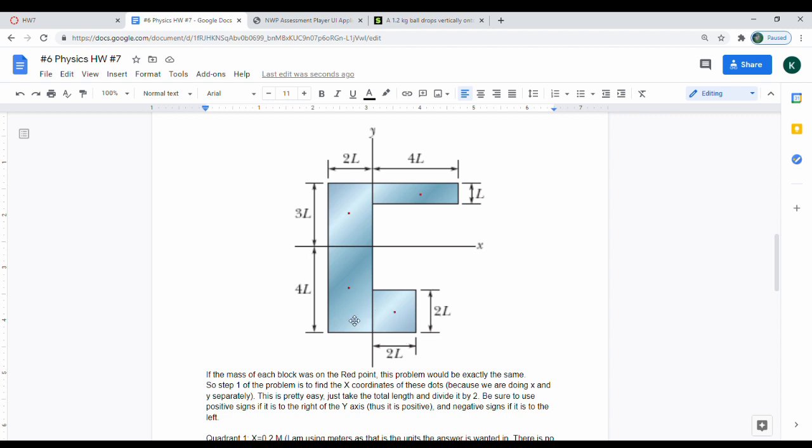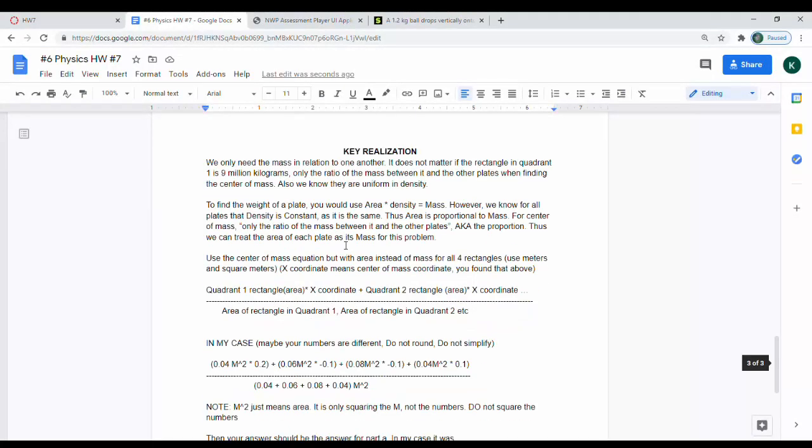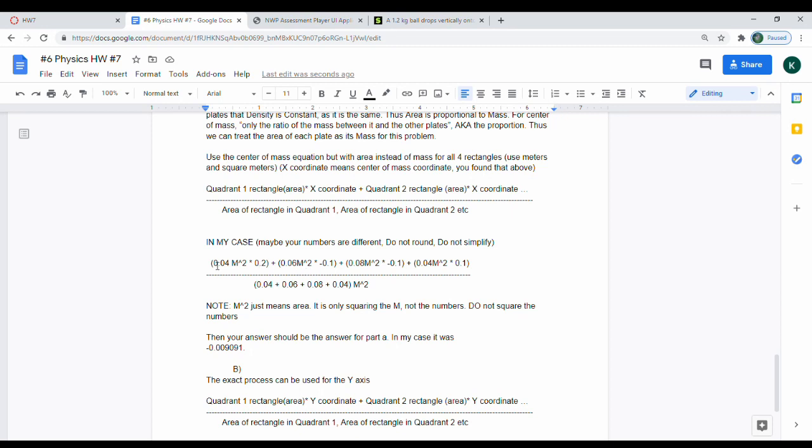The area for every single one of your answers should be positive. Don't use a negative area because it's down here. You'll be using the negative x-coordinate. So then you use the formula of this, divided by the total mass, or in this case area, of all the rectangles, and then you will get your final answer.